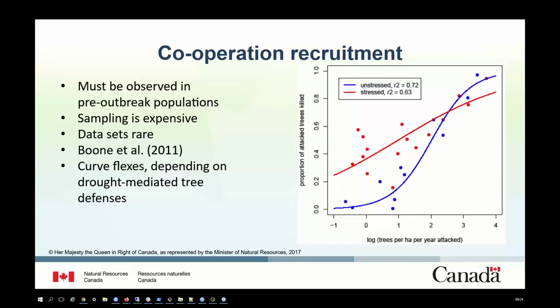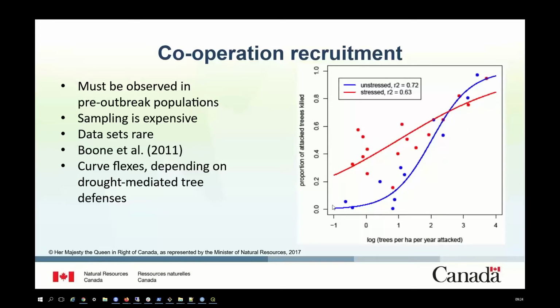What they showed, looking at 6 stands in southern British Columbia, is a very strong positive relationship between the starting beetle population, measured in terms of attacked trees per year, and the proportion of those trees that are successfully colonized by those attacking beetles. There are 2 patterns of recruitment revealed in that paper, although they didn't highlight them. That didn't come until 2017.